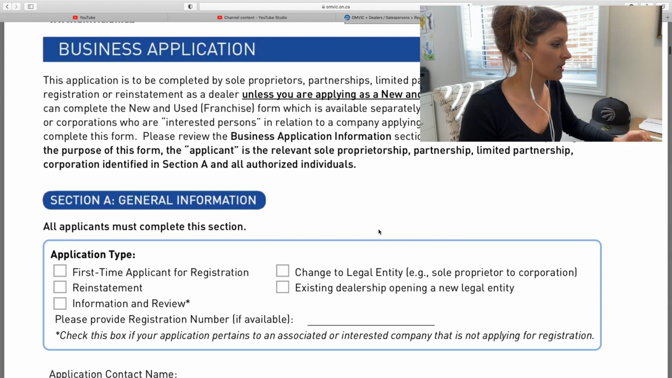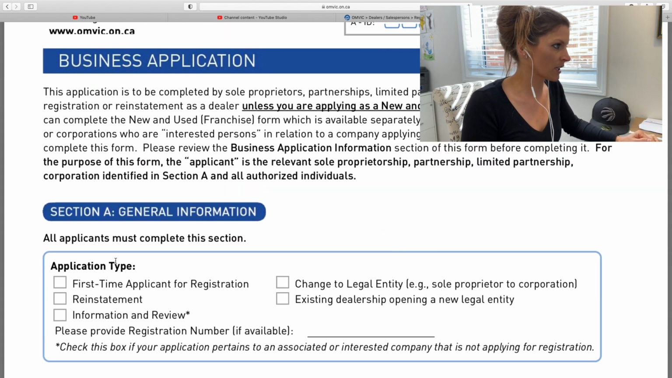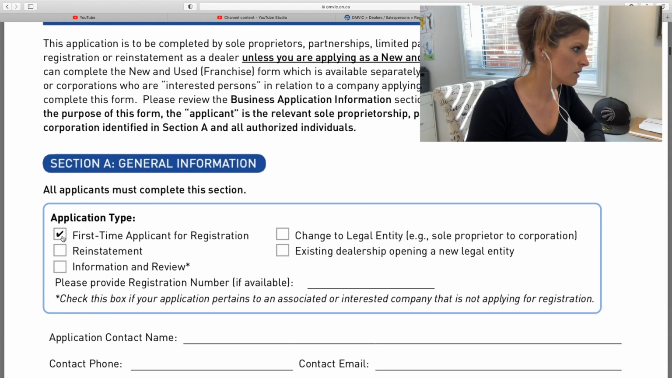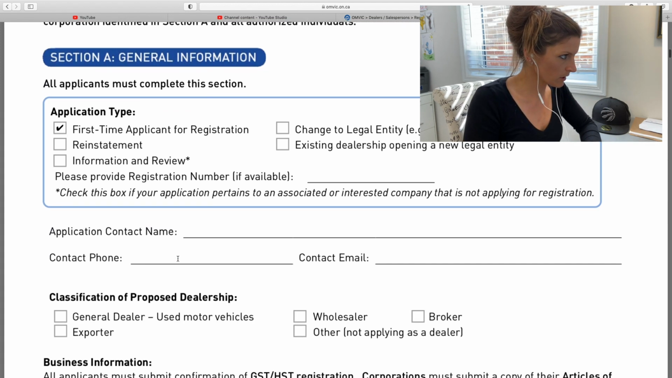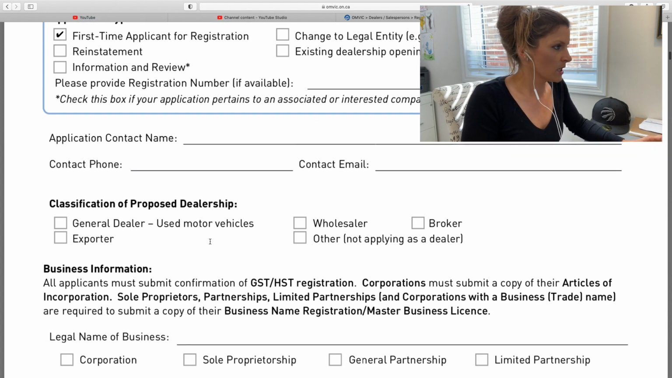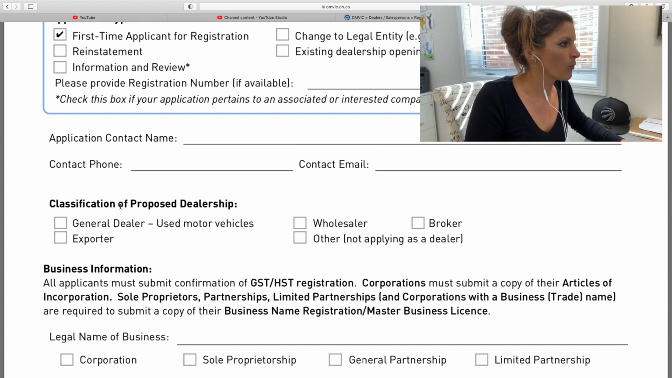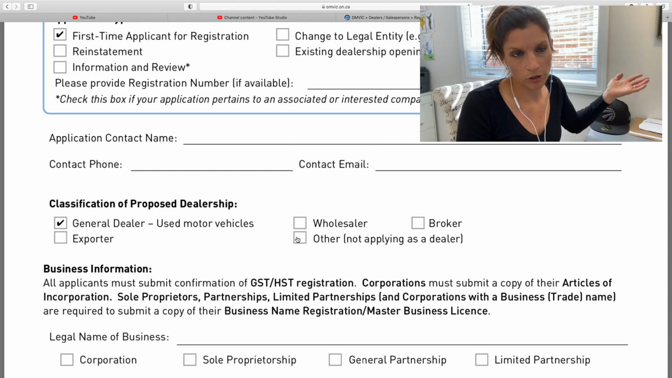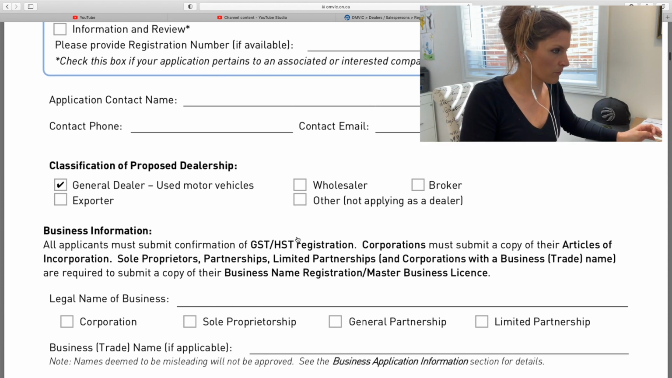So let's start this business application form. Here's section A, general information. We're going to click first time applicant for registration. Your name would go here, your contact and your email address. Here's where you decide what class of dealership you want to be. I'm going to click general dealer, used motor vehicle, because that's the one we're familiar with. But if you wanted to just be a wholesaler, you would click here, or a broker or an exporter.